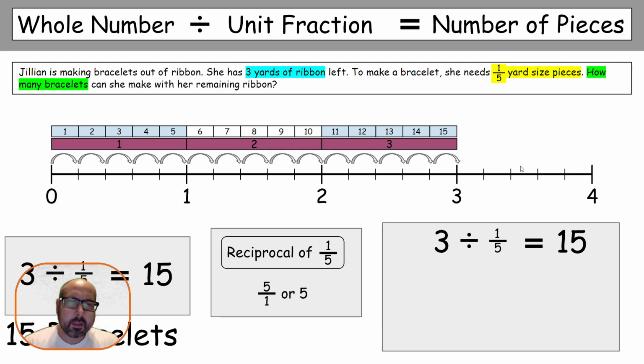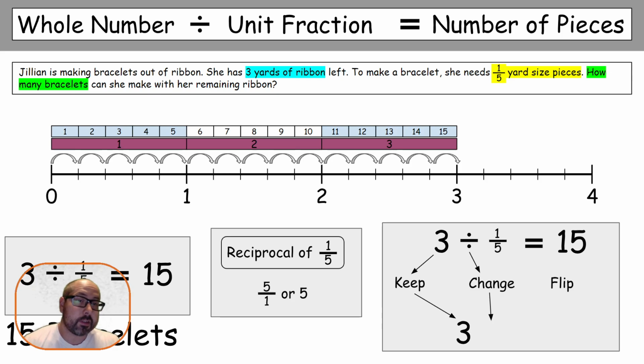Let's see. Okay, we're going to do this with something called keep, change, flip. Okay, and what that means is we're going to take the 3, the first number, and we're just going to keep it. Nothing fancy, keep that number. Then we're going to change the sign. So we're going to change the division sign to a multiplication sign. And we're going to flip using the reciprocal. So we're going to flip 1/5, and we already figured out that's going to be 5. And that's where we end up with our 3 times 5. It's going to equal 15.